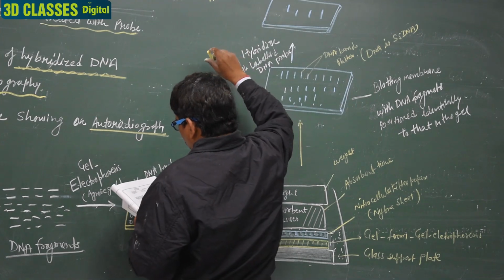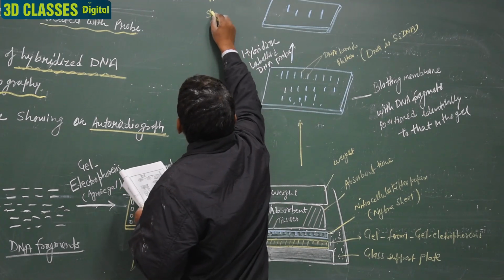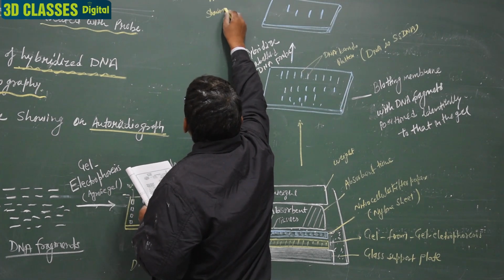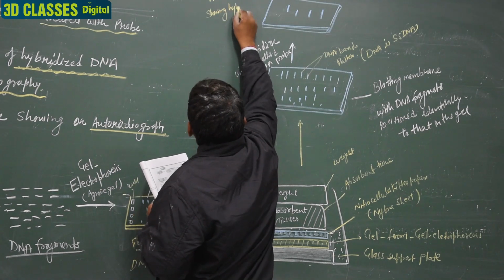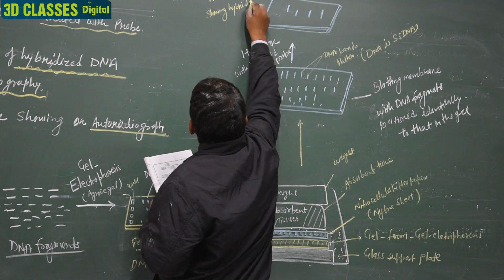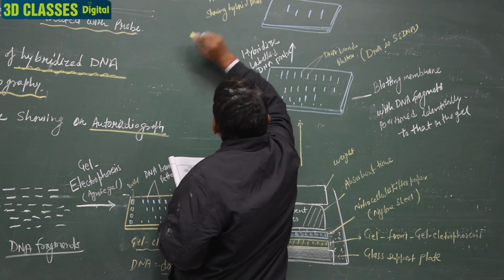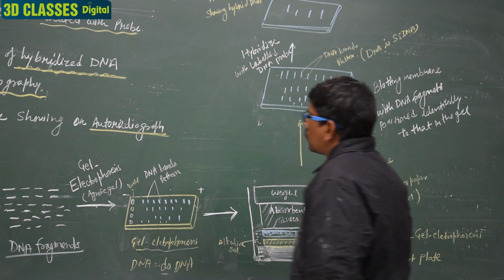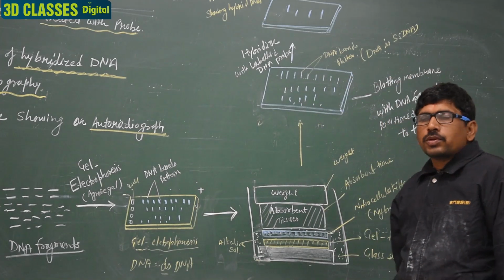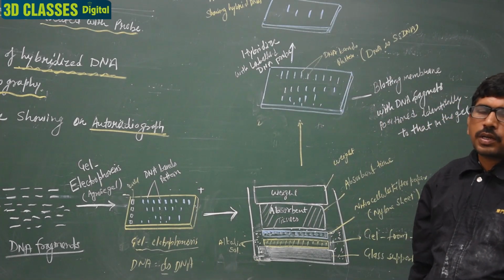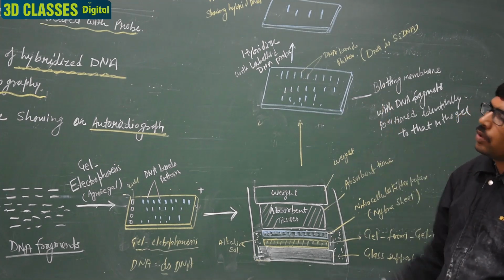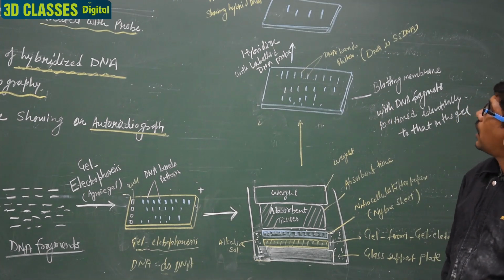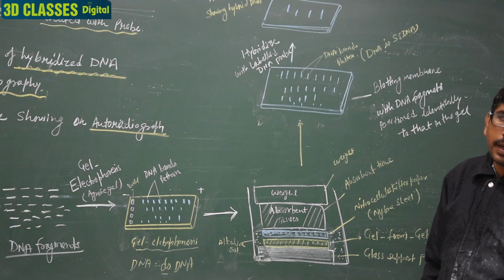Autoradiograph showing hybrid DNA. Clear? So that is the complete process for the isolation of DNA to maturity. In the last step, we obtain the hybrid DNA.